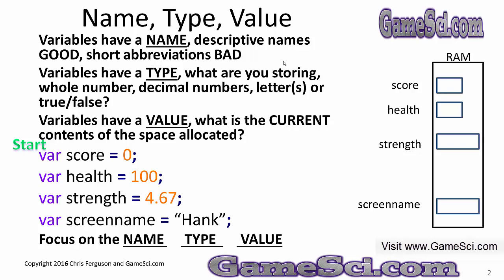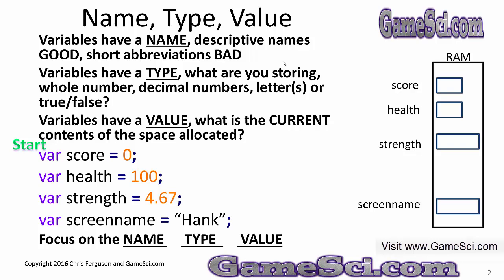If you use variable names like S for score and H for health, it's very difficult to understand as the game progresses what you're storing in that variable H. So use good descriptive names. The name of the variable should always match what you're storing in the variable. If it's the player's strength value, call it strength. Don't call it ST.